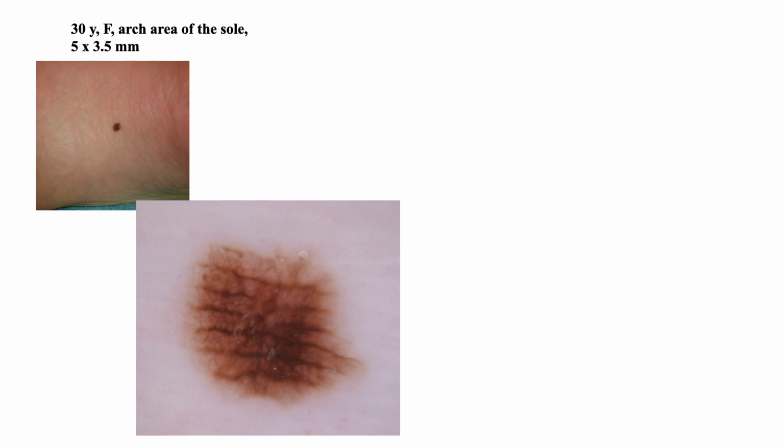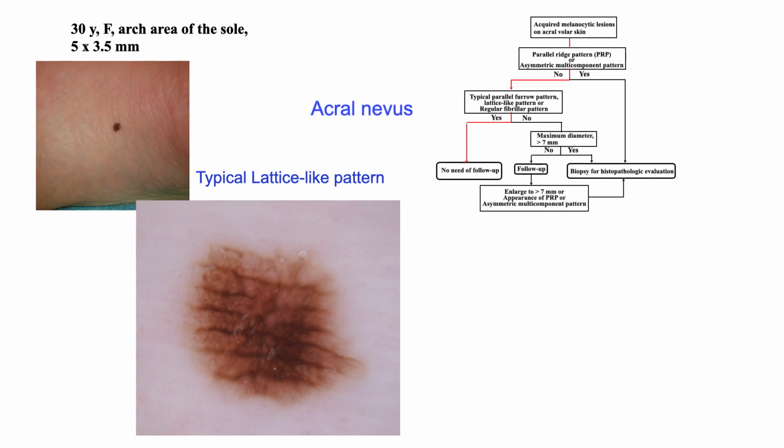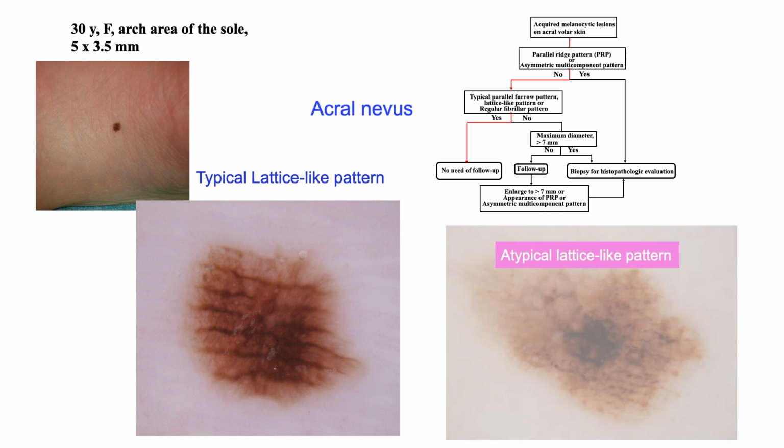This is the last case, a small lesion showing the typical lattice-like pattern, diagnosed as acral nevus. Let's compare the dermoscopic features of this case and those of the previous one. We can realize the difference between the typical and atypical lattice-like pattern.